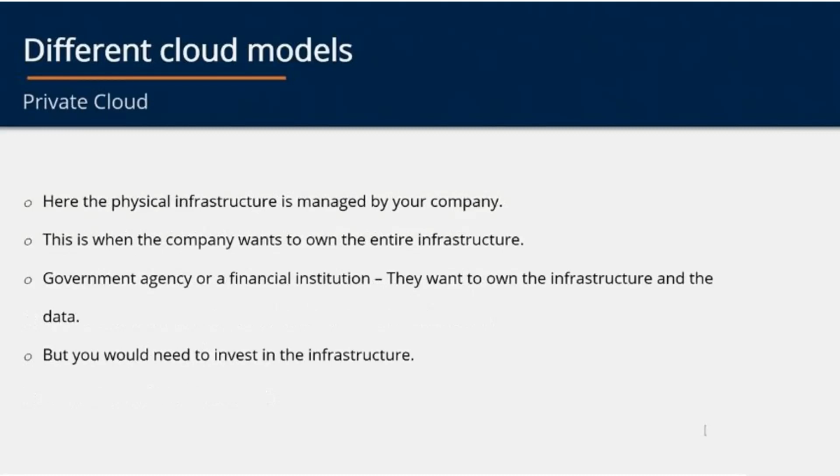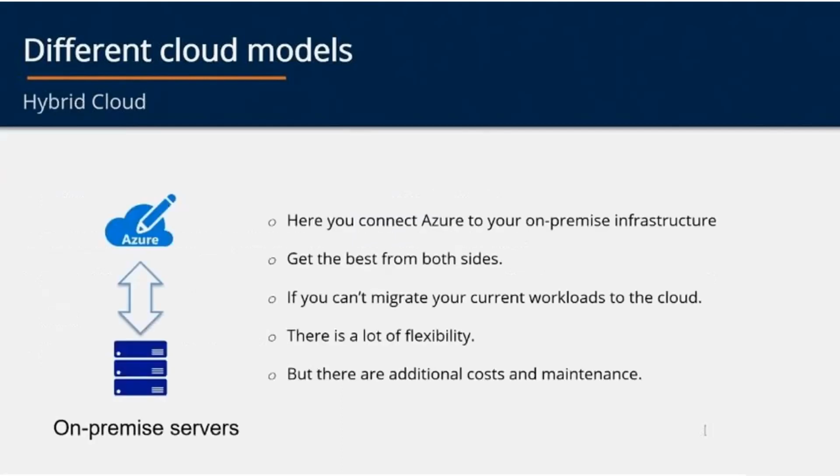As for private cloud, another more popular scenario, the physical infrastructure is managed by the company. This is where the company wants to own the entire infrastructure. So in public, we don't own the infrastructure. In private, we own the infrastructure and we want to tune it and configure it. For a government agency or a financial institution with a lot of confidential data, generally they don't want the infrastructure to be given to outside control. So that is where they can use a private cloud for themselves. But we would need to invest in the infrastructure. In other words, it's more expensive than the public cloud.